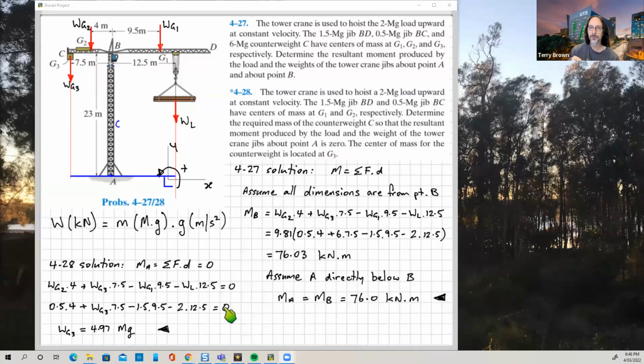Just solve this one equation for one unknown, and we get almost 5 megagrams. Because what I've done here, you can see, is I've left out the 9.81 in the calculation. Because I'm asked to determine the required mass, I've just left out the 9.81 from in front, so I can get my answer directly in megagrams.